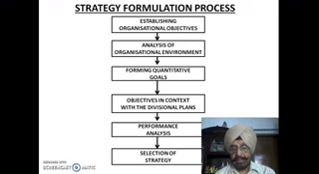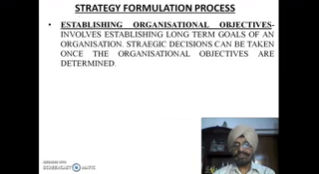That is the stability, expansion, retrenchment, or combination of these. Let us see each of these particular components of the strategy formulation process. First was the establishing of organization objectives. This will involve the long-term goals of an organization. Based on those long-term goals, strategic decisions can be taken once the organization objectives are determined. So first we have to have organization objectives, then this.